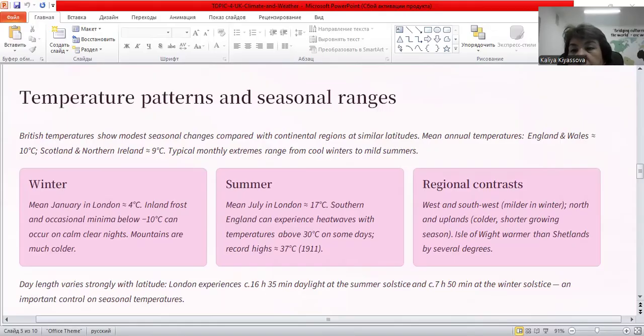The west and southwest are milder in winter; the north and uplands are colder, with a shorter growing season. The Scilly Isles are quite a bit warmer than the Shetlands, by several degrees. Day lengths vary strongly with latitude. London experiences 16 hours 35 minutes of daylight at the summer solstice and about 8 hours at the winter solstice, an important control on seasonal temperatures.